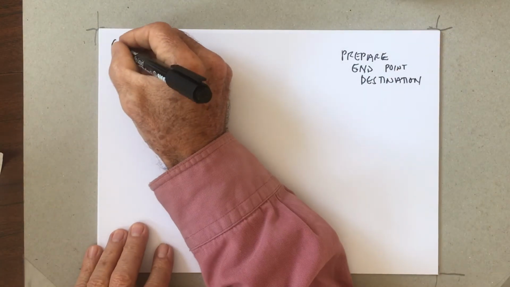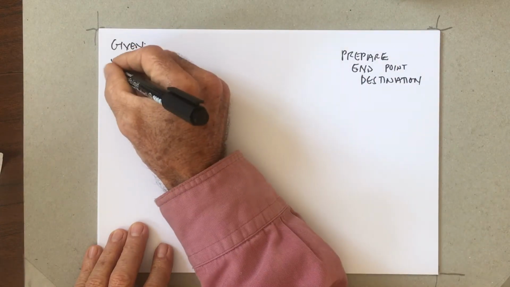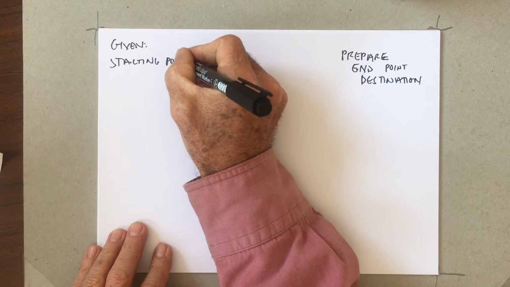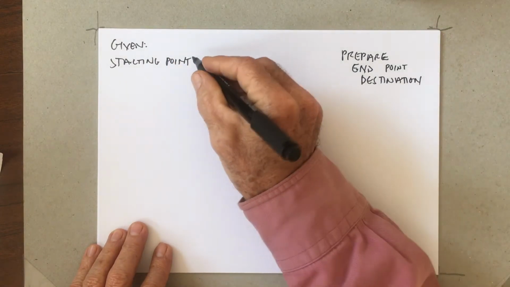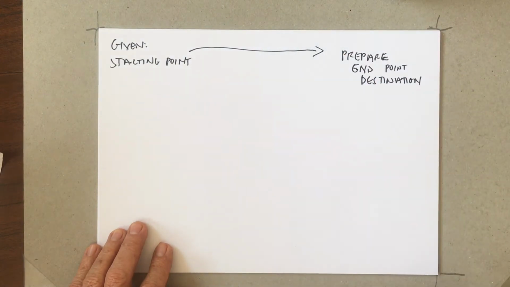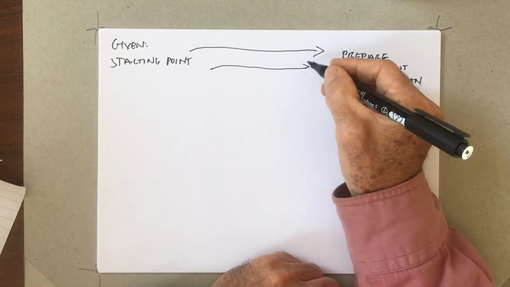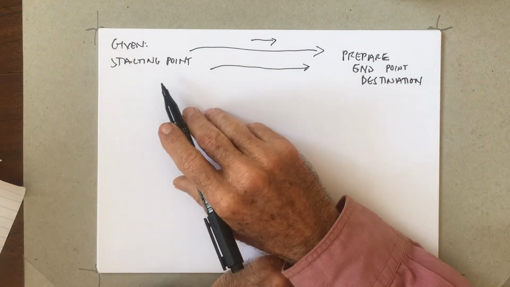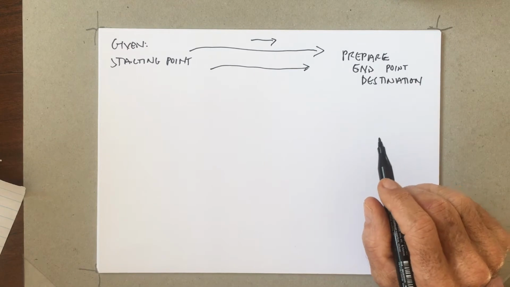So the given, on the other hand, is the starting point. This is where we'll be starting from. And the idea is we want to travel from here to there. Now, there could be quite a few different routes and details of the routes on getting from the starting point to the end point, to the destination.